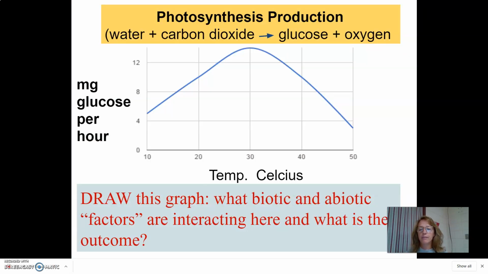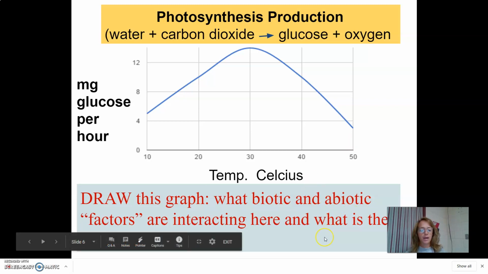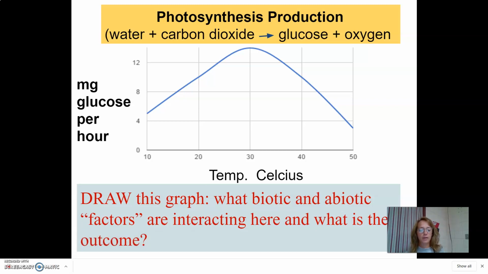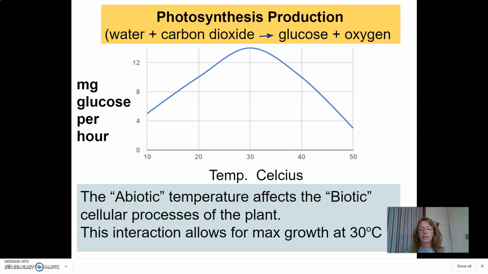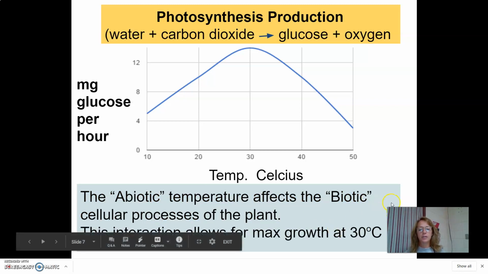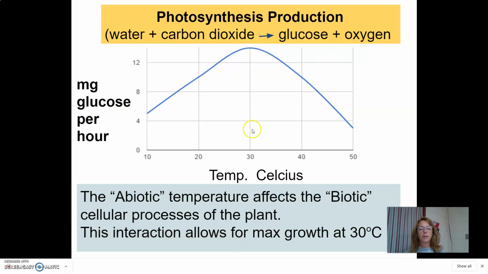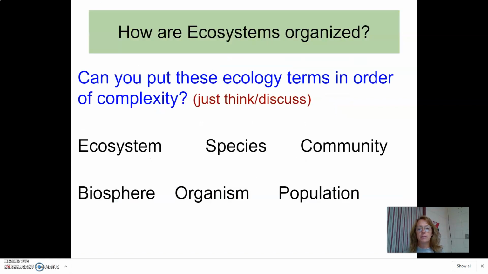I want you to draw this graph. See if you can answer the question. If we were in class, we would be talking about this. I'm going to trust that you will try to figure this out. The biotic and abiotic factors that are affecting this graph and what is being affected. And the answer, the abiotic factor is the temperature and is affecting the biotic process of glucose production. And we can read from the graph that at 30 degrees, there's the max amount of glucose being produced by this plant. So, got to be able to talk like a scientist in here. Hopefully that makes sense.